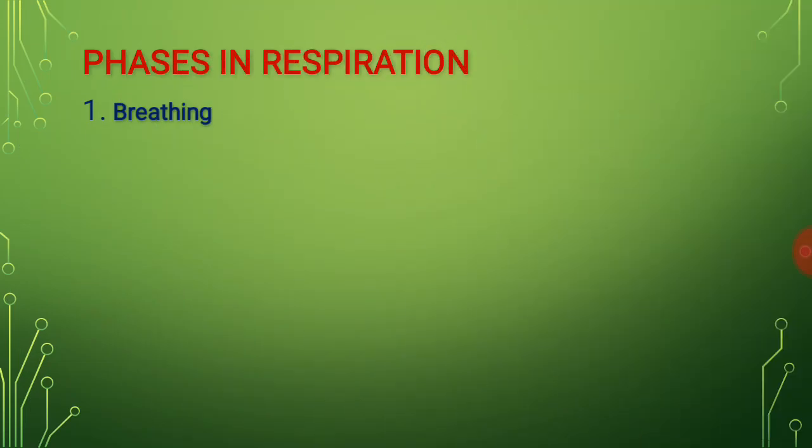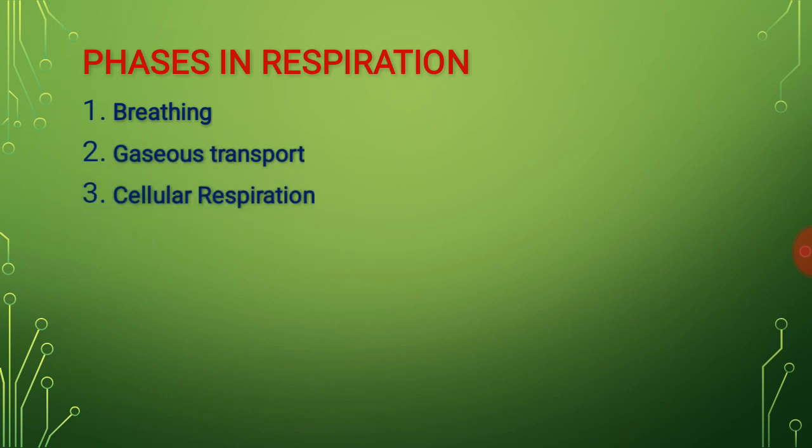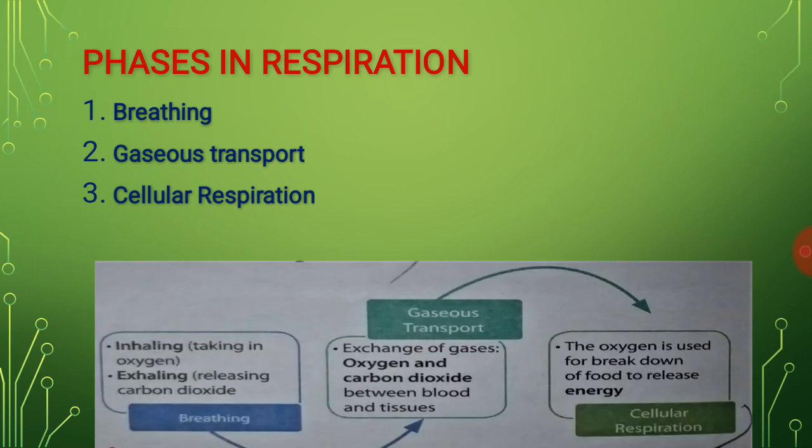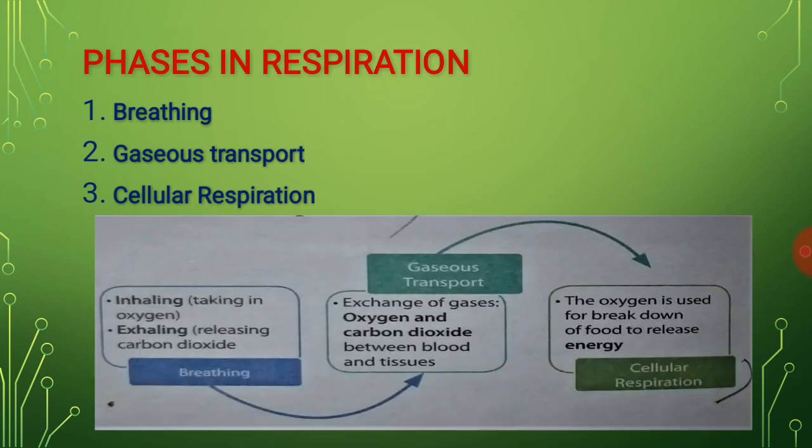There are three phases in respiration. Number 1, breathing. Number 2, gaseous transport. And number 3, cellular respiration. Breathing is the process of taking in oxygen and giving out carbon dioxide. Gaseous transport involves exchange of gases between blood and tissues. And cellular respiration is the process of breakdown of food to release energy.